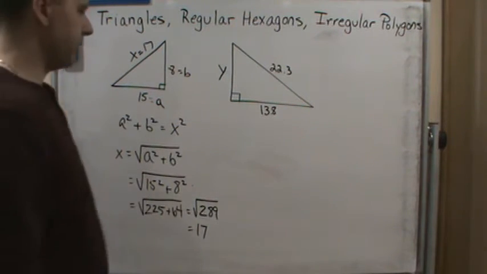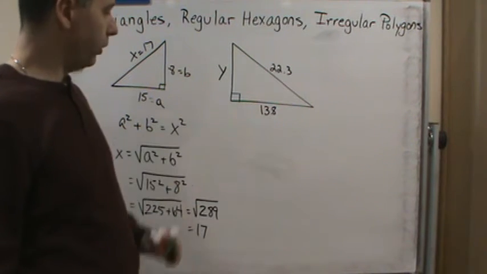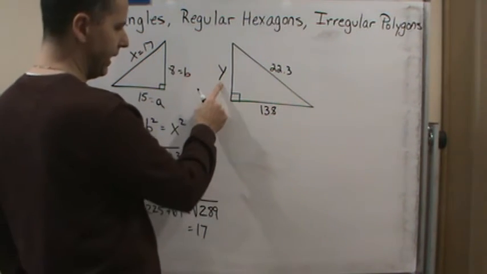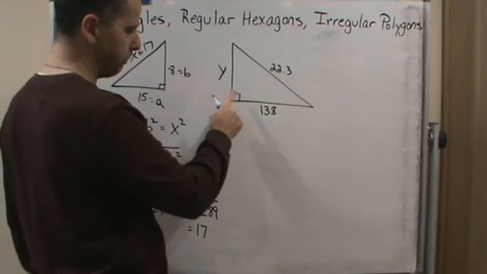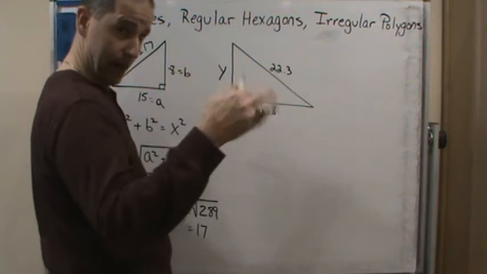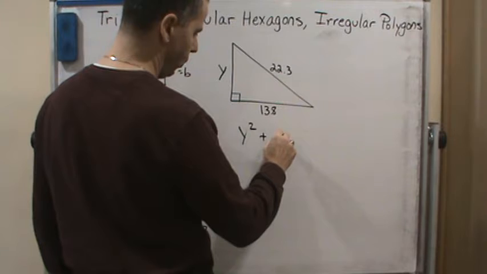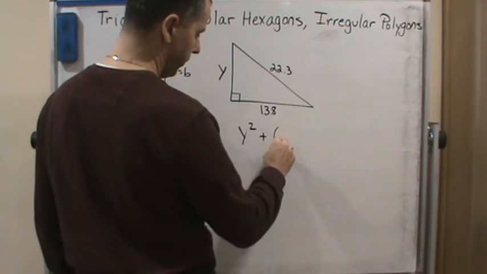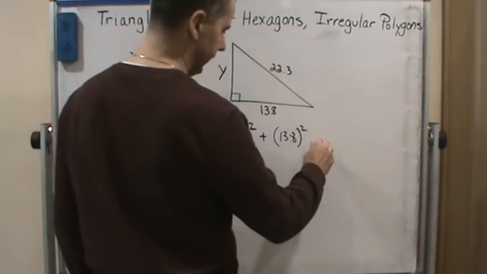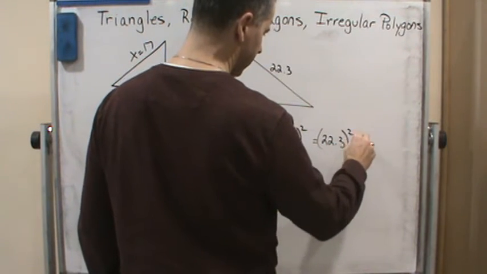Okay, now, what about this one? Well, here we need to solve for one of the legs. So here's what I'm going to do. I'm going to just use the Pythagorean identity and set it up. So this is one leg, right? It's the leg squared plus the other leg squared equals hypotenuse squared. That's another way of just kind of remembering it. So this is going to be y squared plus 13.8 squared equals 22.3 quantity squared.